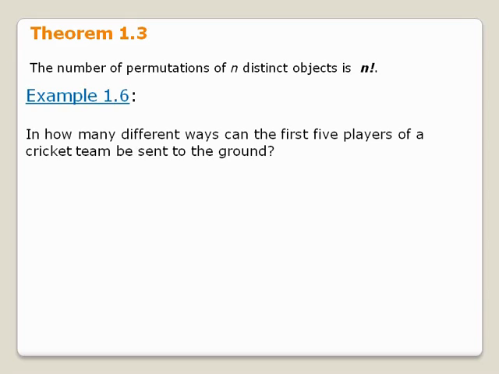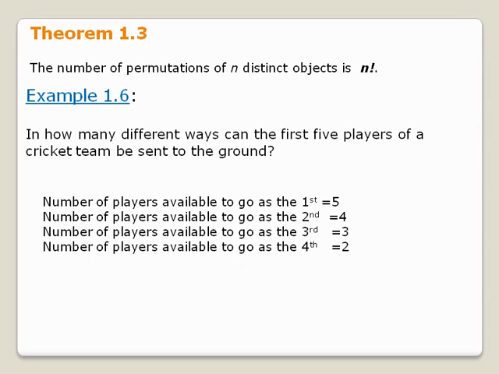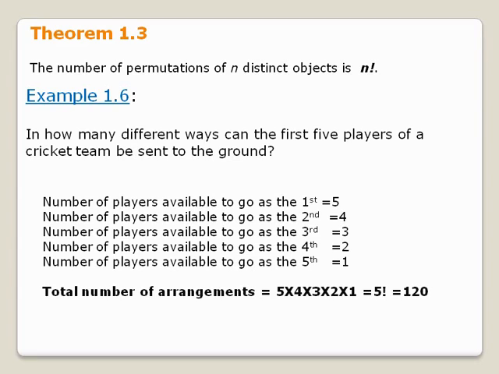Let's look at another example. In how many different ways can the first 5 players of a cricket team be sent to the ground? Well, the number of players available to go as the first, there are 5 players. For the second place, there are remaining 4 players. The third place, there are remaining 3 players. And likewise, you can fill 5 times 4 times 3 times 2 times 1 or 5 factorial, which is 120. So there are 120 different ways that these 5 players can be sent to the ground.